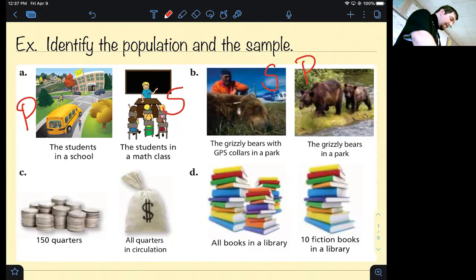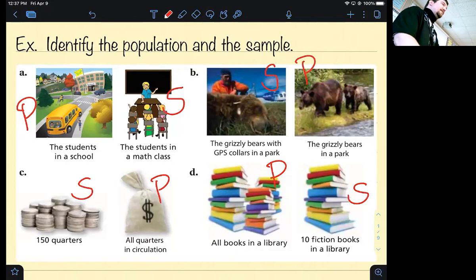Elijah, what about 150 quarters or all quarters in circulation? I agree. Yeah, and then our sample of 150 is obviously a lot smaller than all the quarters in circulation. And then D, Catherine, all books in a library or the 10 fiction books in a library? Good. Yeah, and then my sample is these 10 fiction books.